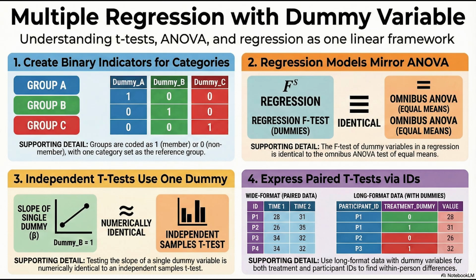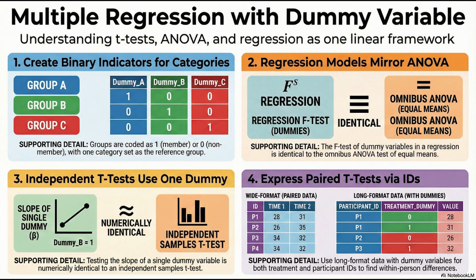Dummy coding allows categorical variables to be included in multiple linear regression by converting group membership into binary indicators. Because regression requires numeric predictors, each non-reference category is represented by a dummy variable coded 1 if a case belongs to that group and 0 otherwise. One category is omitted and becomes the reference group.